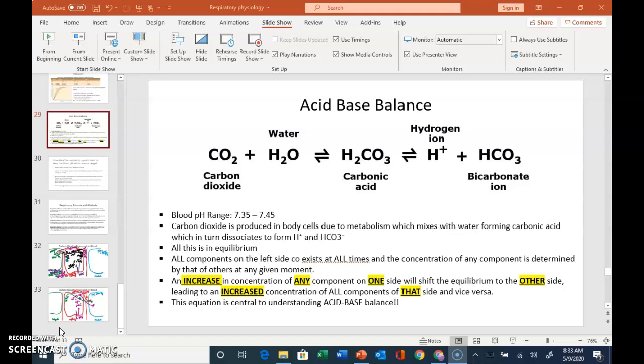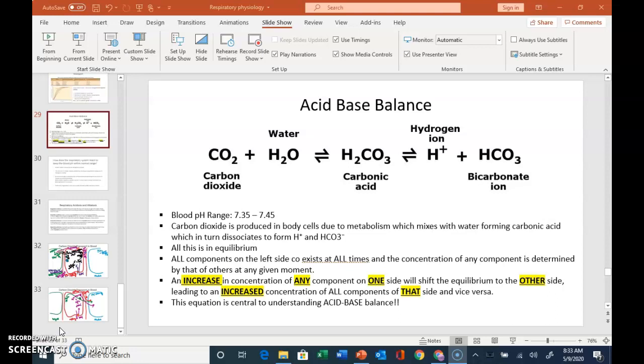Now we know that carbon dioxide is produced by all cells of the body, and that carbon dioxide then mixes with water, as you see in the equation. So carbon dioxide and water combines to form carbonic acid. The carbonic acid then dissociates to form hydrogen ion and bicarbonate ion. Very clear from the equation. Now this equation is showing us the equilibrium state. So everything is in equilibrium.